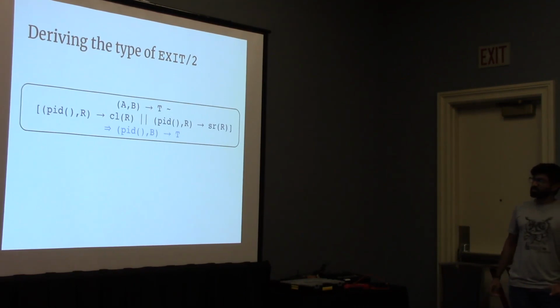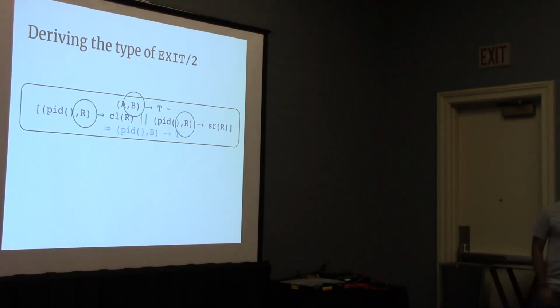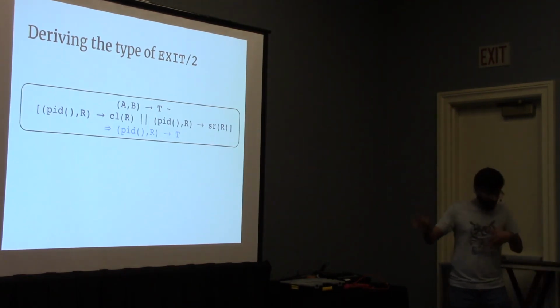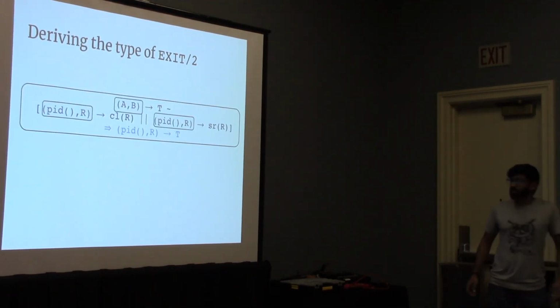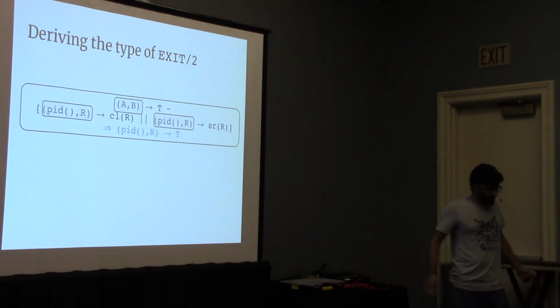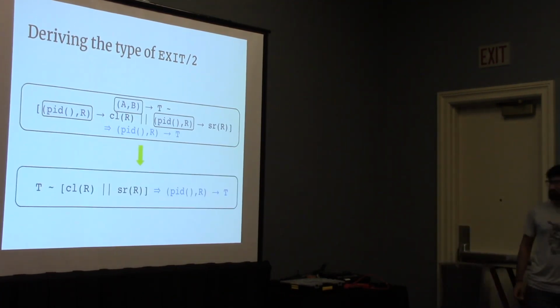So let's substitute A for PID. Now let's look at B. It says B is always R, so let's substitute B for R. Let's look at T. It does not agree, so there's nothing you can do about it, right? Now that you substituted all A's and B's, this part of the type constraint doesn't say anything useful anymore. So we throw it out.